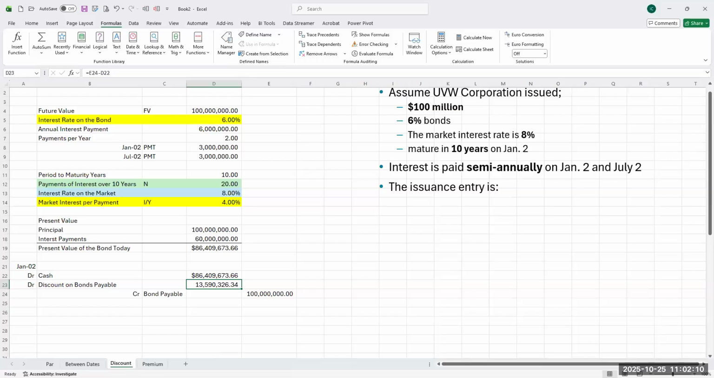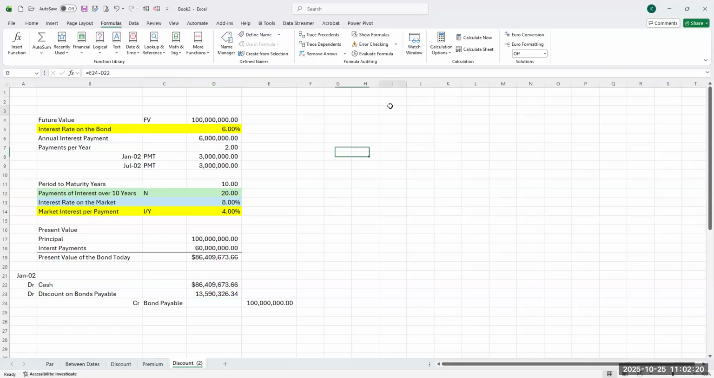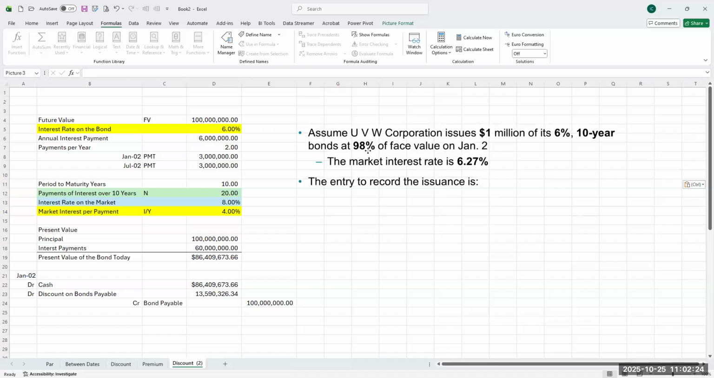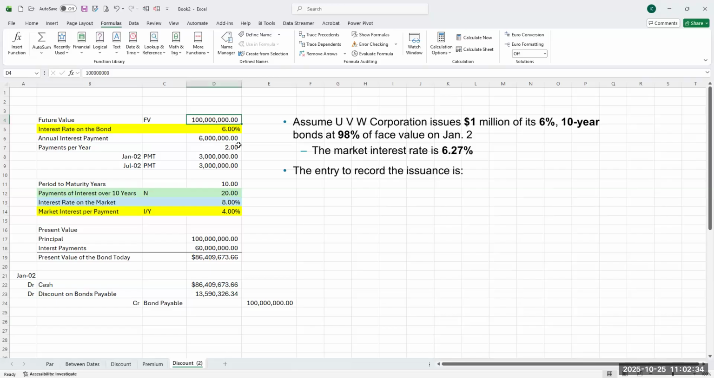Let me share that Excel spreadsheet. We're going to do the same thing with the same information that they have, so you have exactly the same situation and can compare what we have with the slides. Those are $1 million, 6%, 10 years, 98% face value on January 2nd. The market rate is 6.27%.